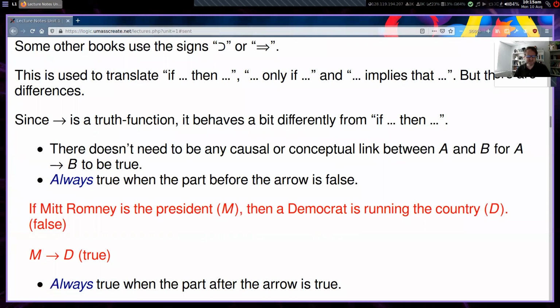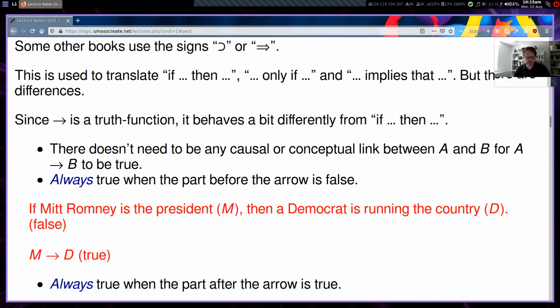It's not just about whether they're true or false, it's about whether there's a link between them. So to illustrate the difference between if-then in English and our arrow, I'm going to give some examples. With the arrow, we regard an arrow statement as always true when the part before the arrow is false. Now, it doesn't quite seem to be how if-then works in English. So to say if Mitt Romney is the president, then a Democrat is running the country. Now, Mitt Romney, if you don't know, was a Republican, so it probably doesn't seem true to say this, right?